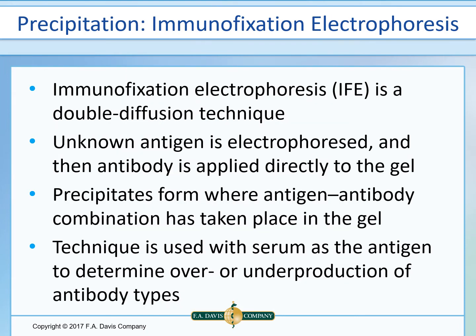Diffusion techniques can be combined with electrophoresis to speed up or sharpen results. Electrophoresis separates molecules according to differences in their electrical charge when they're placed in an electric field. A direct current is forced through the gel, causing antigen, antibody, or both to migrate. As diffusion takes place, distinct precipitin bands are formed.